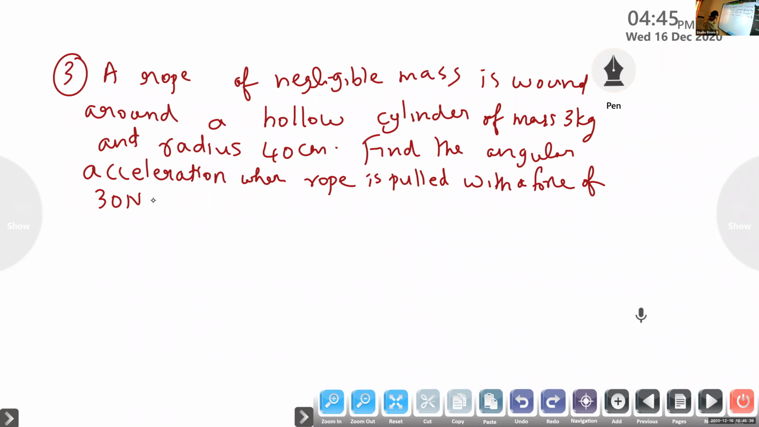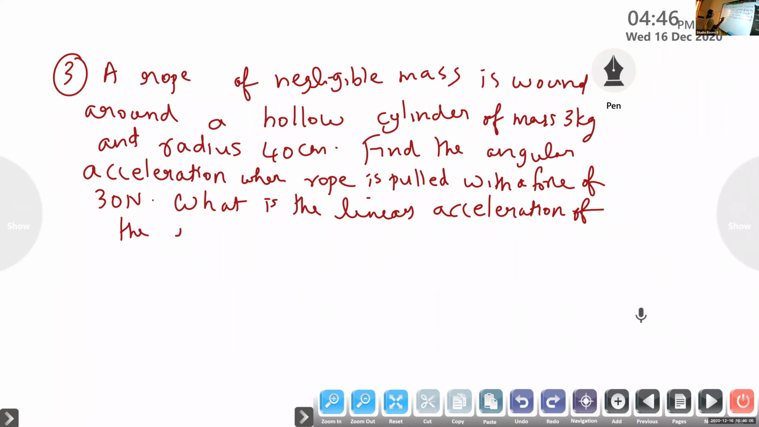Second question corresponding to that: find what is the linear acceleration. So angular and linear, both. We have to find out the linear acceleration of the rope. Here we are ignoring the frictional force and all, so we are just going to go direct.